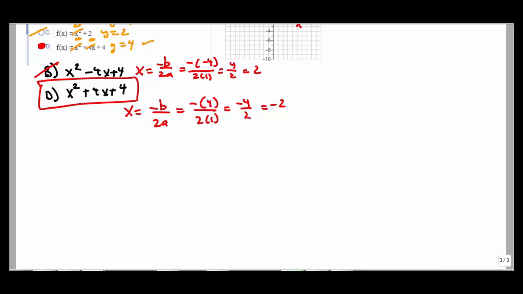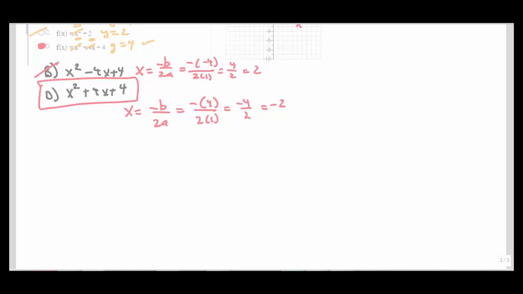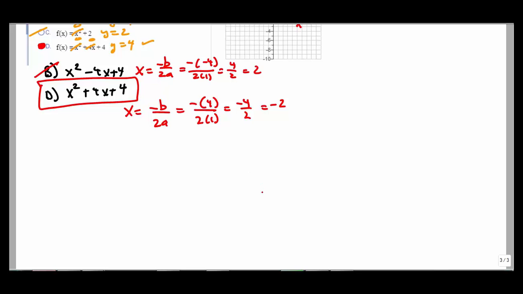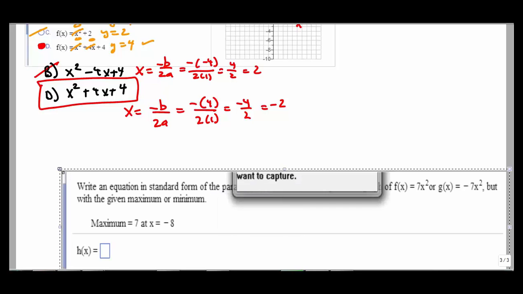So kind of working through these, now we're going to talk about the idea of maximums and minimums, and so we have to think about what a vertex is. And remember, a parabola that's opening up has a minimum, and a parabola opening down yields a maximum. And it just has to do with the opening up or down part with that vertex.